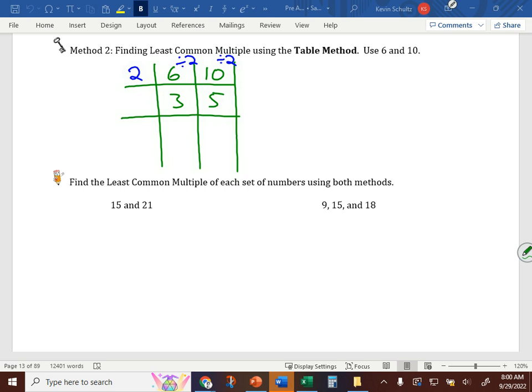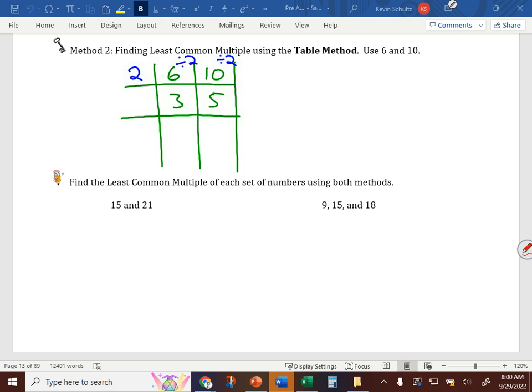Okay? Now, if we were doing greatest common factor, we'd be done here, right? What would our GCF be? 2, right? It's 2 because we can't take any more numbers out of 3 and 5. So we look at our blue column here, and we know it's a 2. But in least common multiple, this is where the method differs.